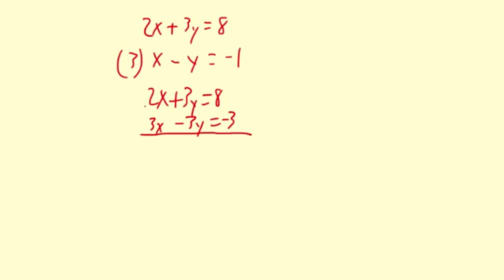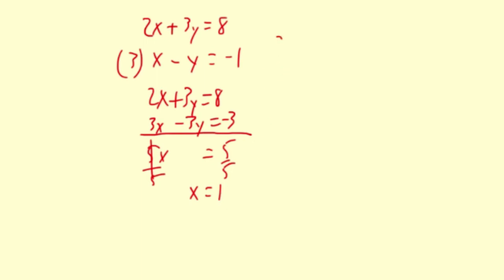So now I can add. 2x plus 3x makes 5x. 3y minus 3y is 0y, so leave that blank, equals 8 minus 3, which is 5. Divide by 5 on both sides to finish solving. x equals 5 divided by 5, which is 1. Now to solve for y, I can substitute back into either equation. I'll just use equation 1.